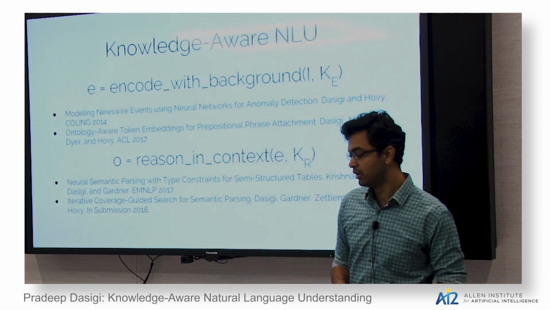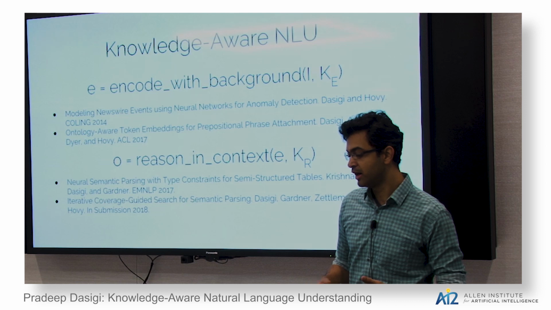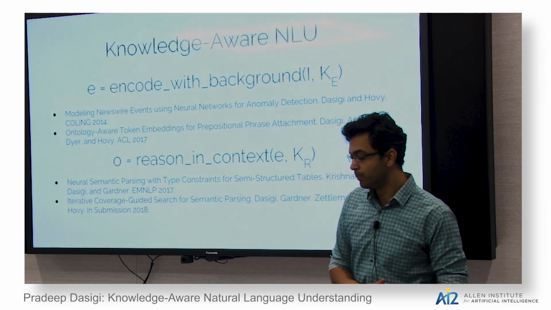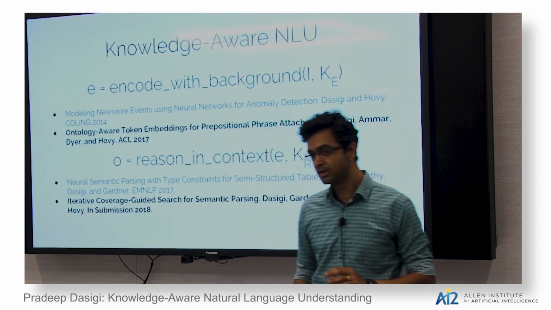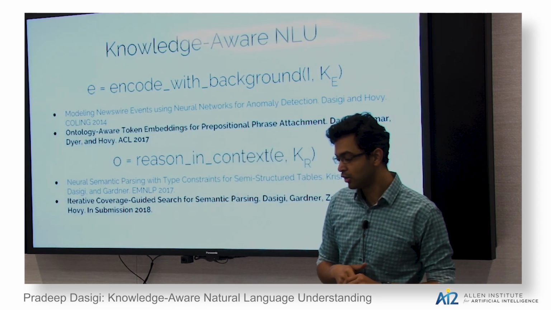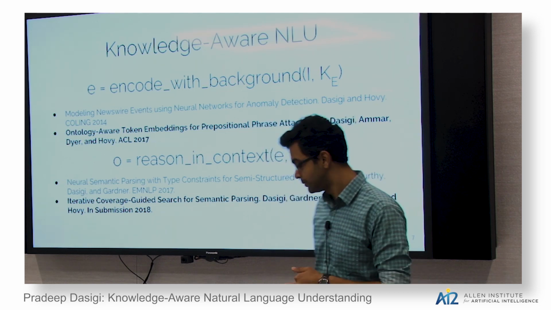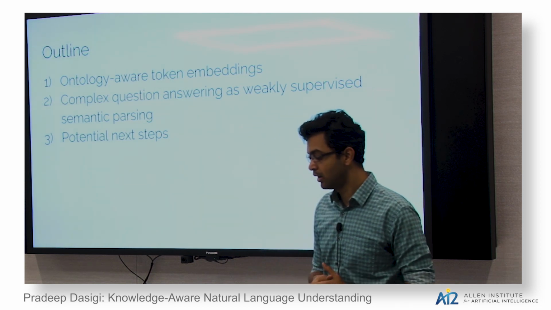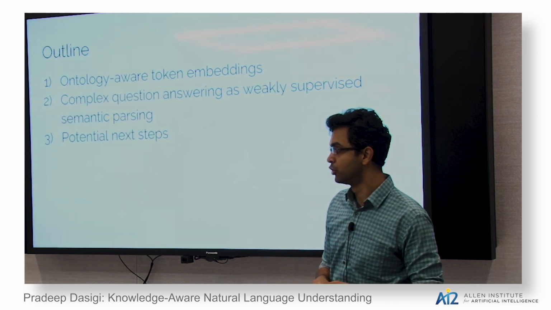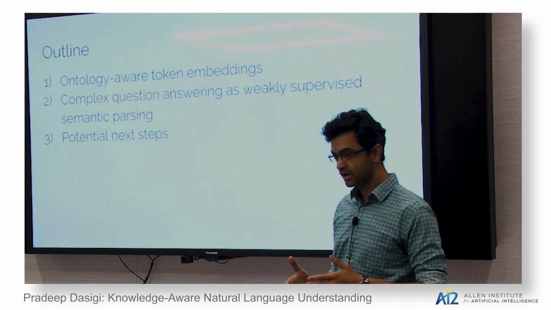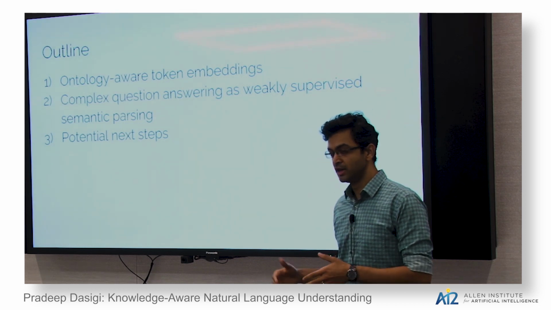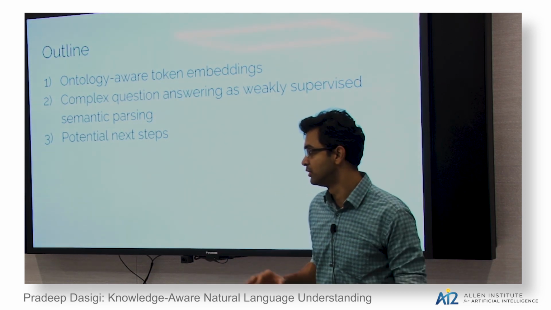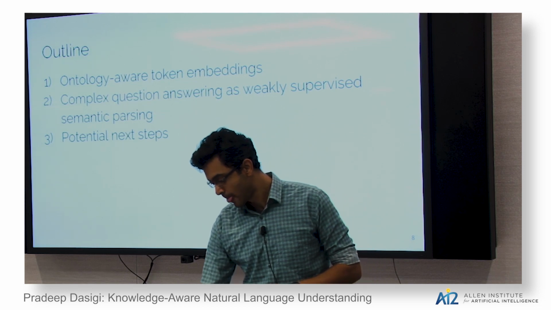Here are some of the publications that I was part of during my PhD that belong to these two general themes. I'll talk about these two papers closely during this talk, but I'll also briefly mention the work in the third paper there. So here's the outline. I'll first talk about incorporating ontology information into token representations, and then I'll talk about complex question answering and look at it as weakly supervised semantic parsing, and then I'll briefly talk about some potential next steps based on the stuff that I talk about in this presentation.